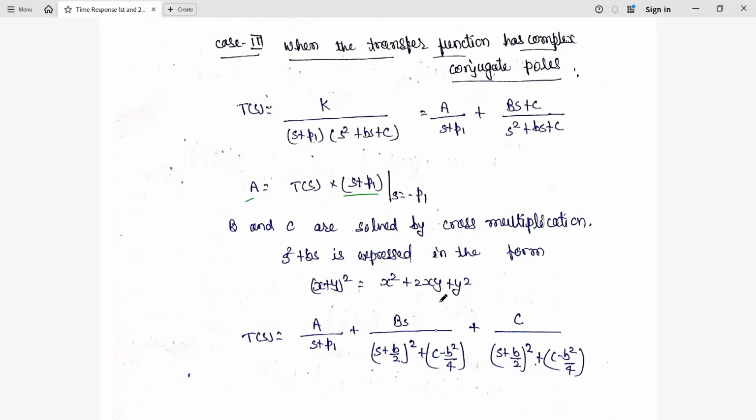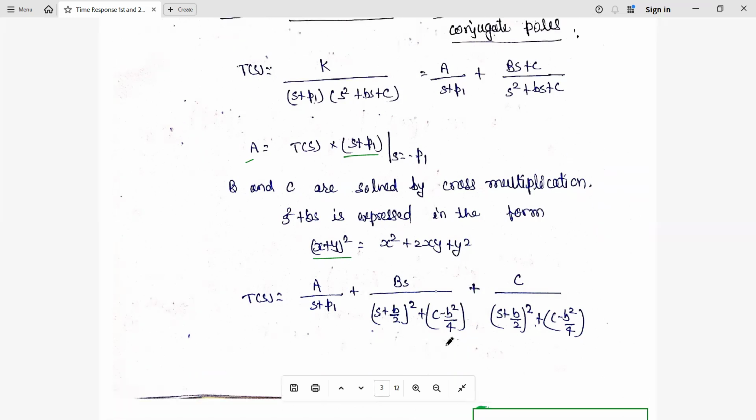x plus y whole square, equal to x square plus 2xy plus y square. This is the expansion of a plus b whole square or x plus y whole square. So later, when you try to solve this one, you have to multiply it by some values, and you have to add and subtract some values so that all conditions take place. So T of s will be obtained in this format. Okay, so later we'll have some examples.